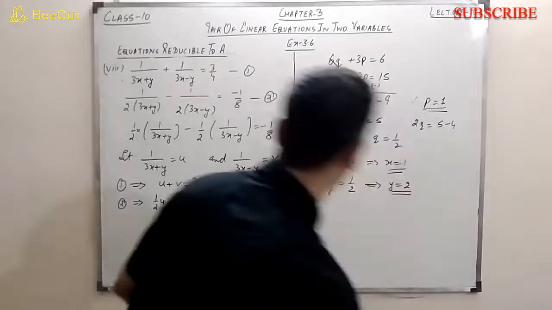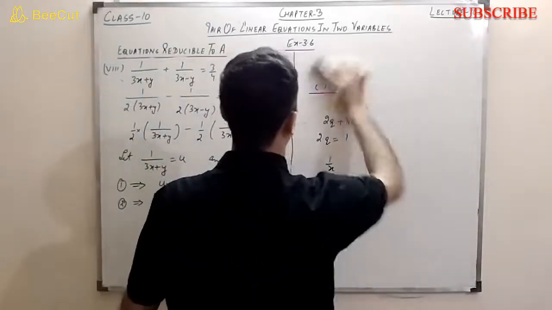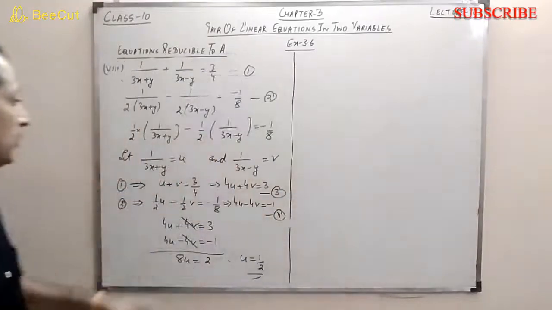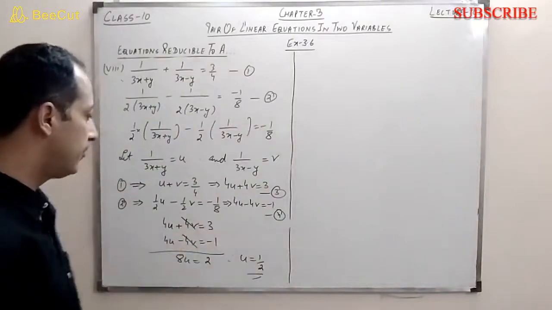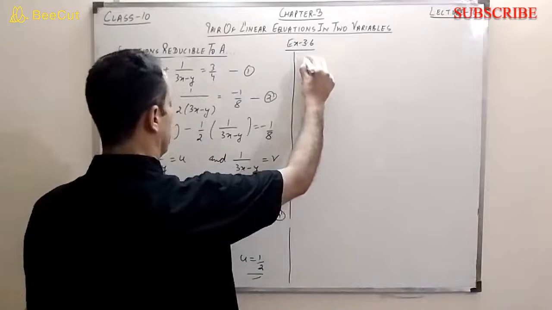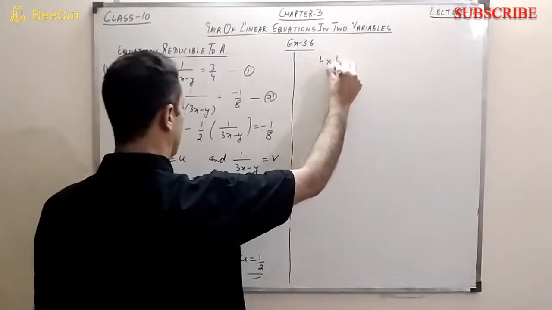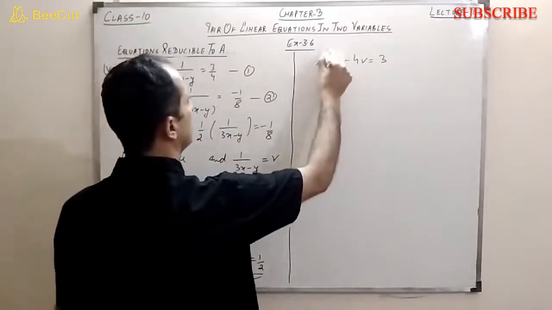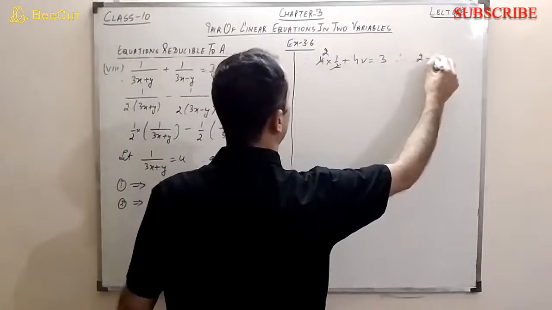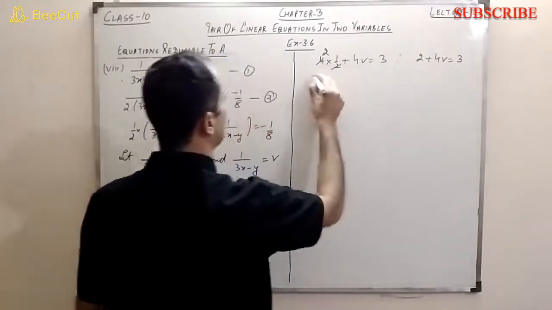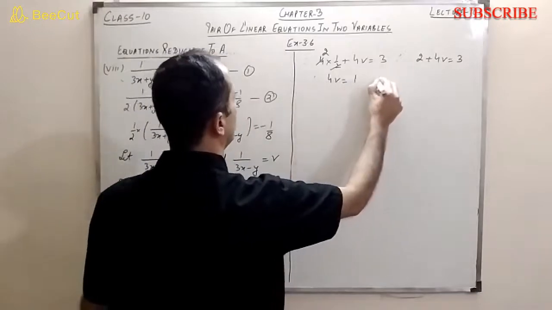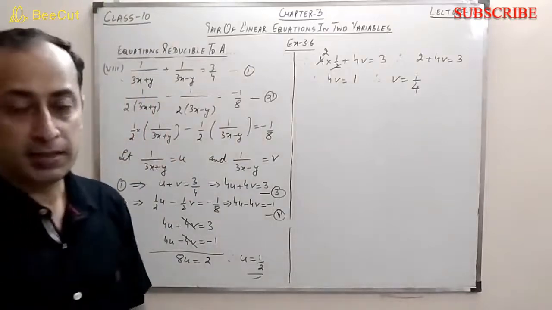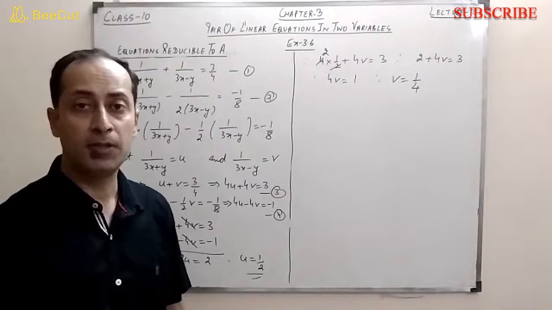Next is to find the value of v. So we can substitute the value of u in either of the two equations, the third or the fourth one. Let's put it in the third equation. So I have 4 into 1 by 2 plus 4v equals 3. Now this cancels. Therefore 2 plus 4v equals 3. 4v equals 1, therefore v equals 1 by 4. So these are the values of u and v, but this is not what we require. We require the values of x and y.